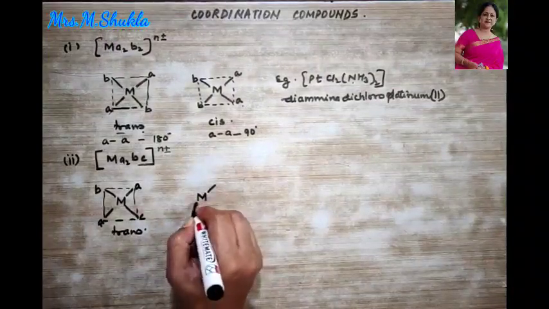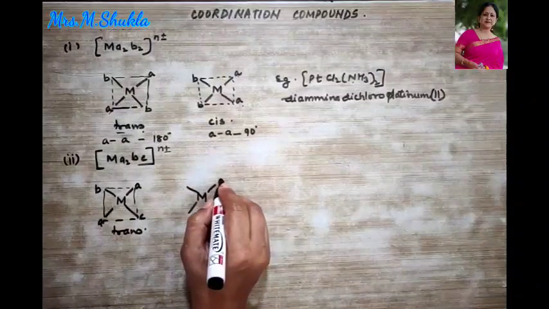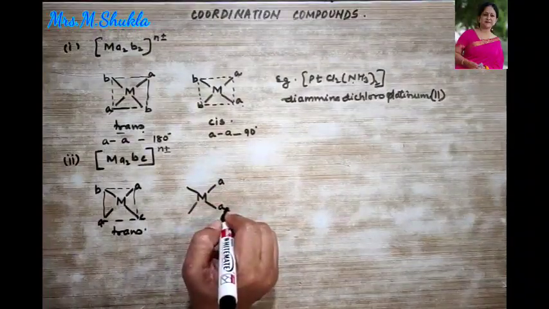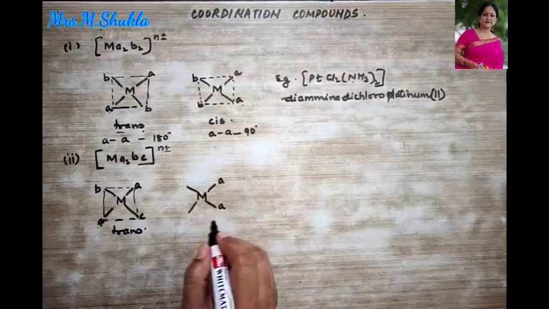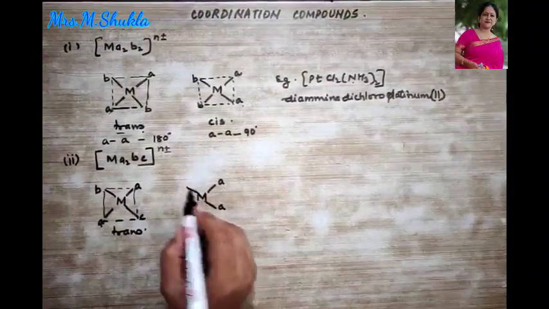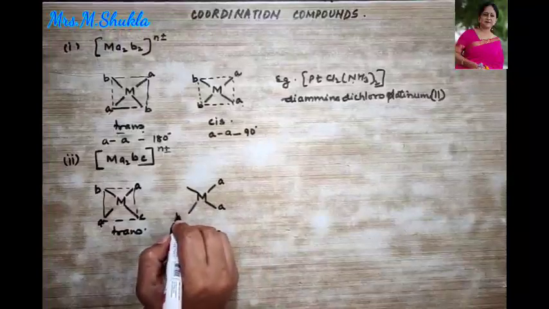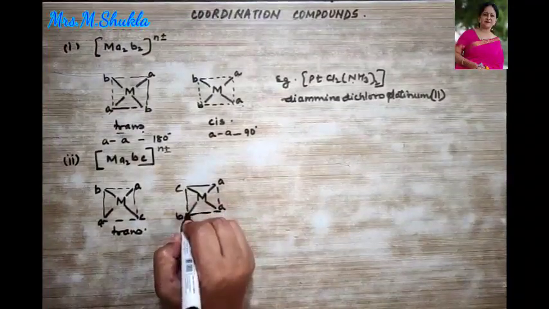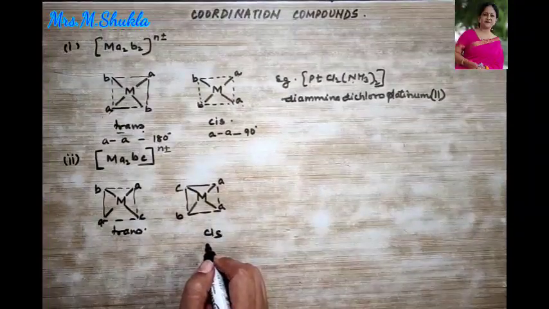M is here. So this is AA, then when the same atom is on one side, it is going to show you the cis form. Okay, and here it will be B and C. So this is your cis.